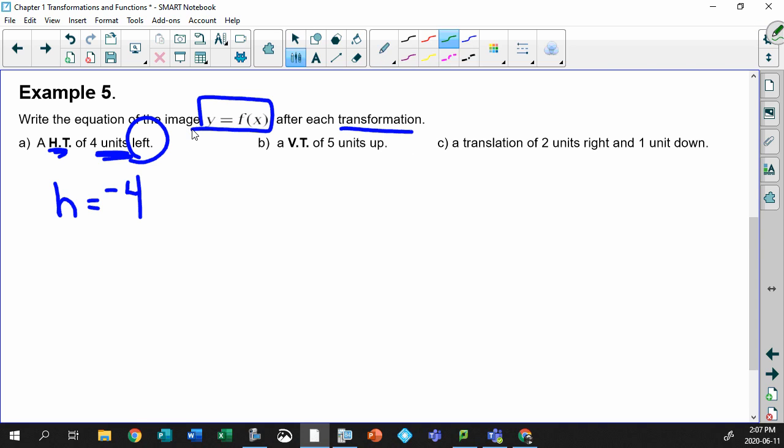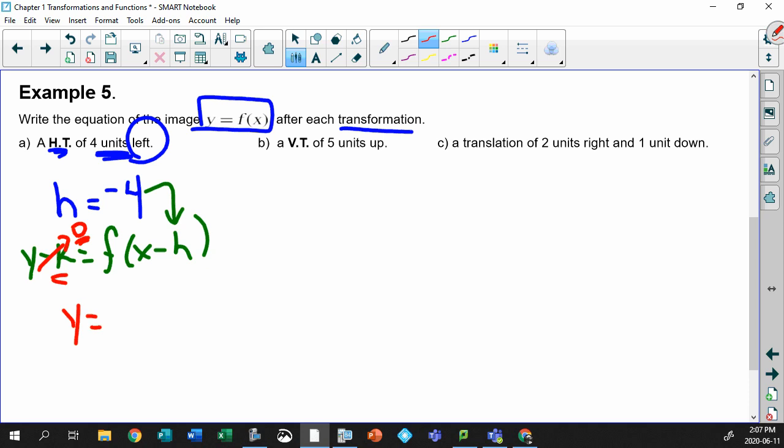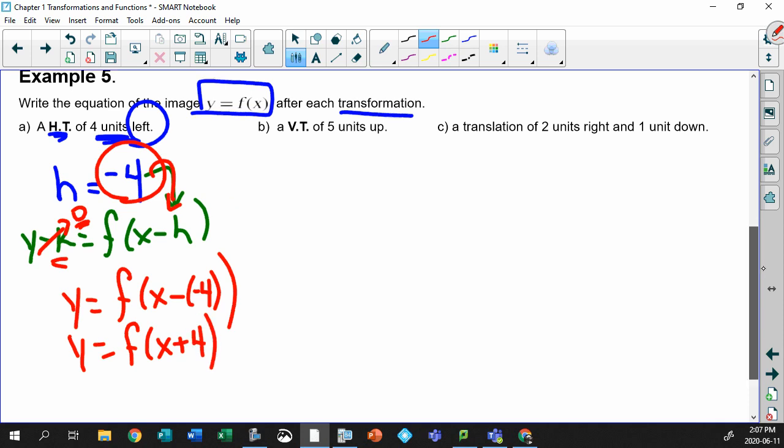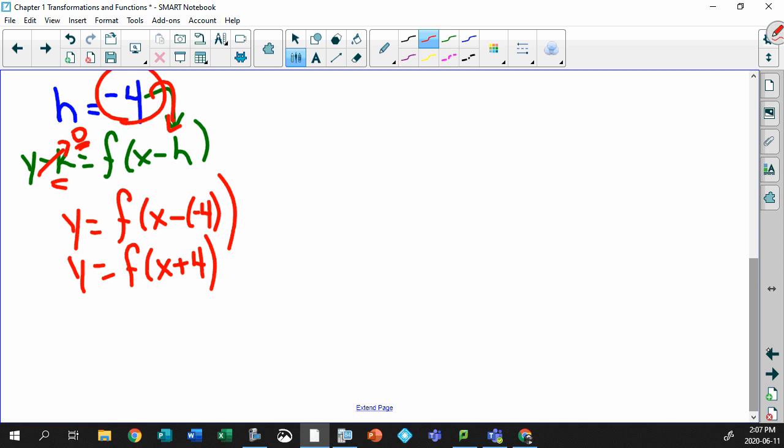You know the formula is y minus k equals the function of x minus h. This now becomes a -4. Substitute it in there. Notice that there's no k here, so k in fact is 0. Well, hey, I'm okay with that. So y equals f of x minus, take the -4, punch it in there, and look what you got. You got y equals f of x plus 4.